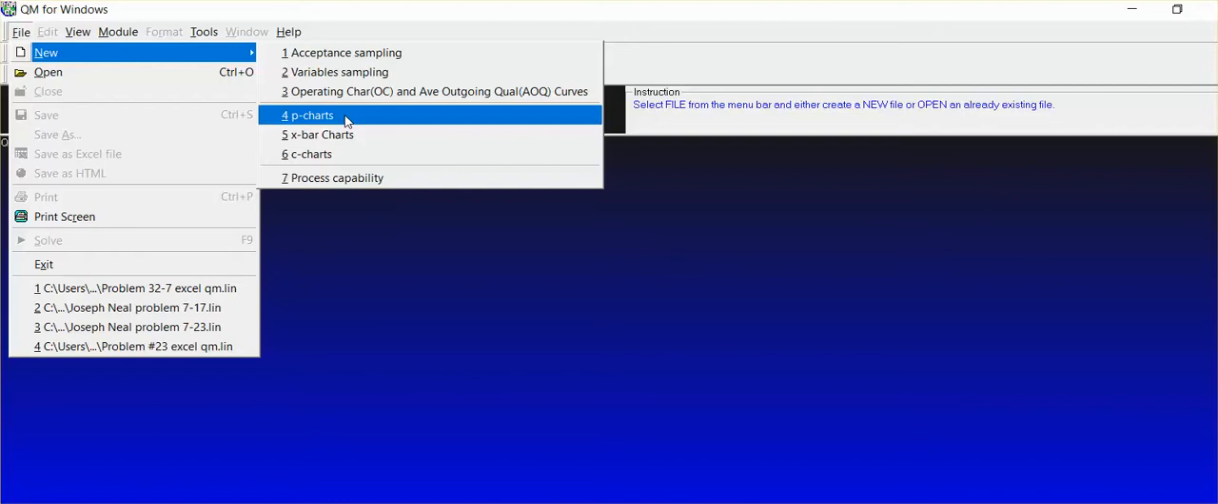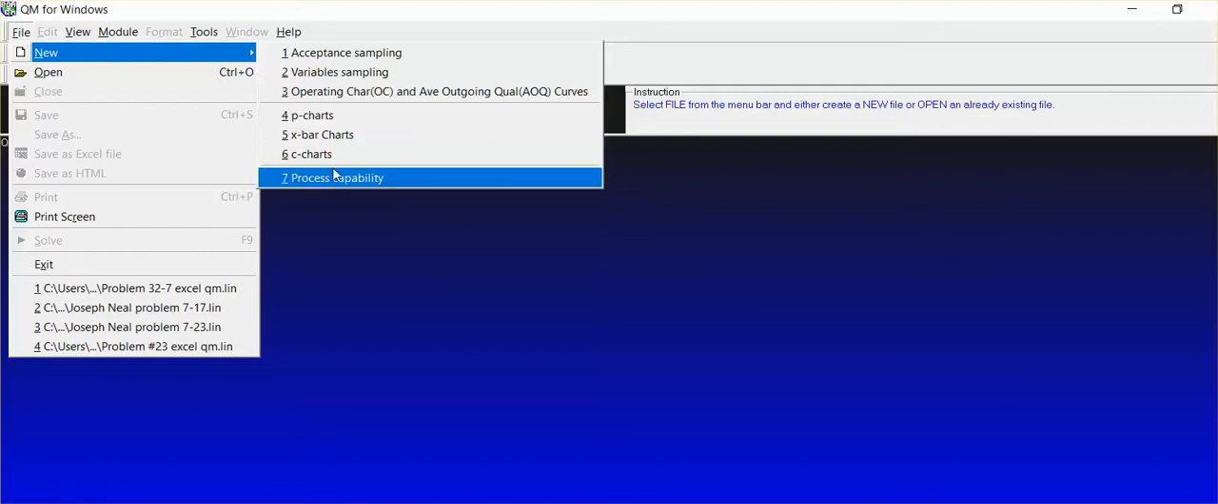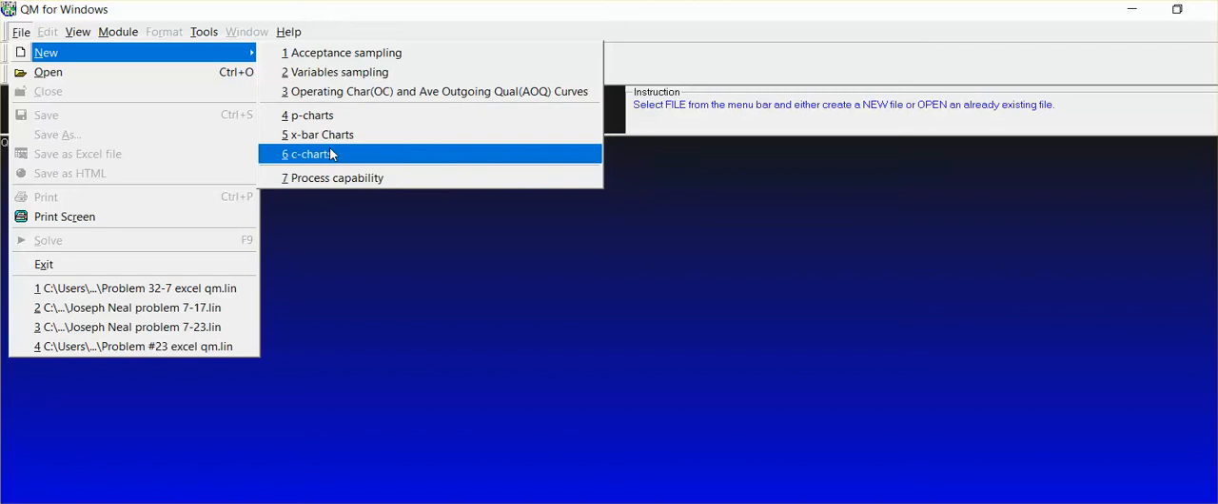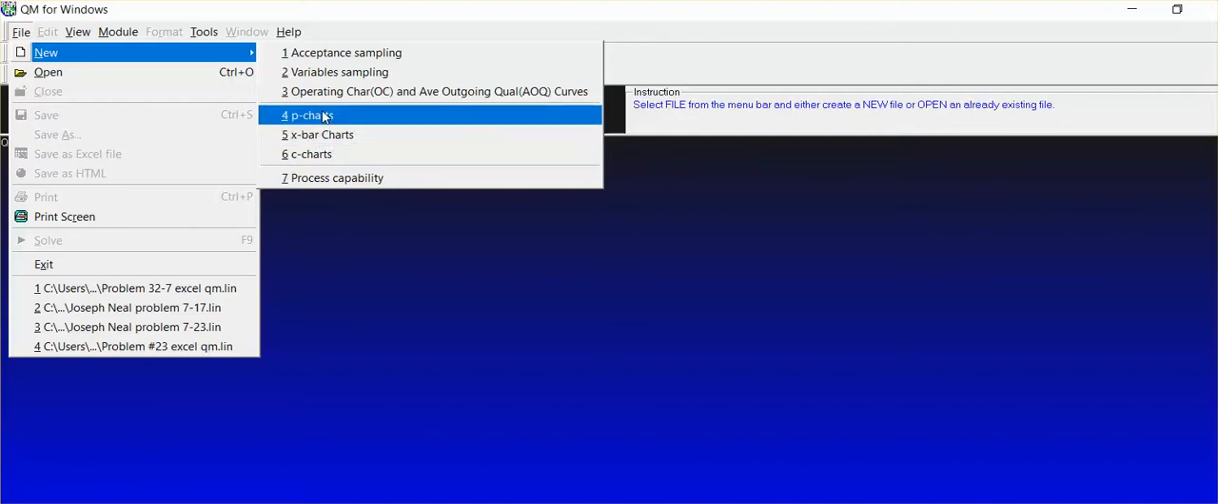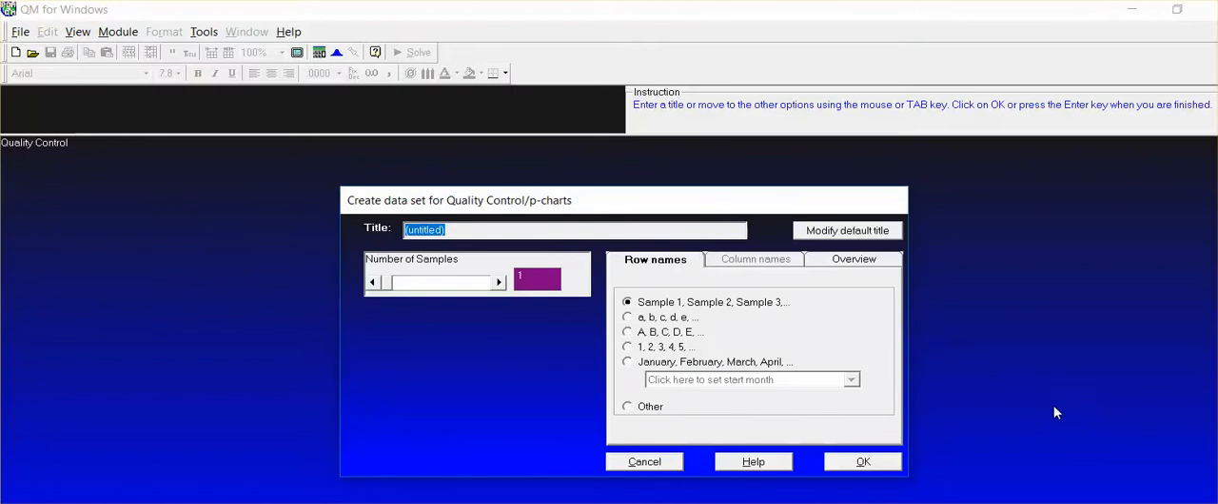P charts is a percent, percentage of defects. So P is percentage. C, on the other hand, would be the actual count. C would be the count of actual defects. And X bar is what we would utilize to come up with the mean. We're going to use P charts, so we'll just highlight and double click P charts.